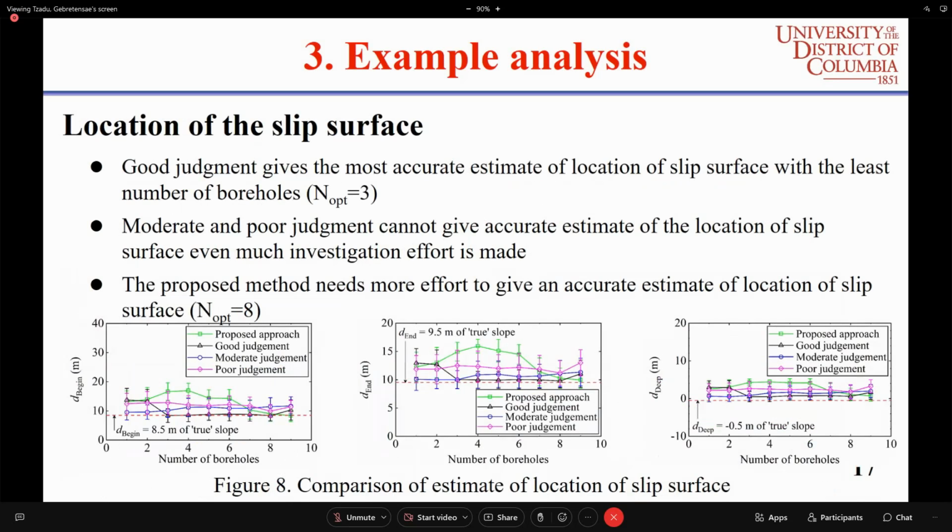And for the location of the slip surface, as we can see, good judgment can give the most accurate estimate of the location of slip surface with the least number of boreholes. And the moderate and good judgment cannot give estimate of location of slip surface, even with much investigation effort made. The proposed method might need more effort to give an accurate estimate of the location of slip surface.